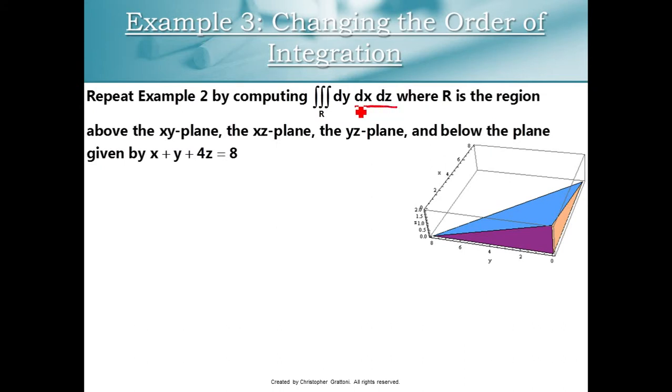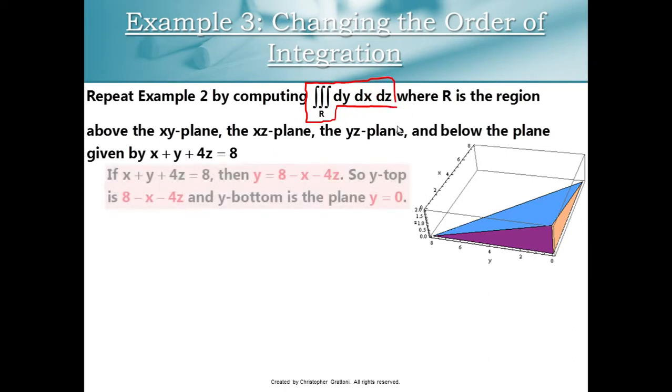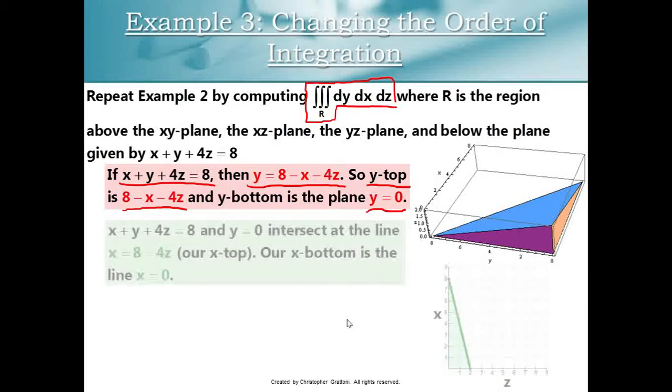However, you guys know how this is going to go. On the quiz and on the U of I midterm, they might ask you to change around the order of integration, and they might specify, hey, we want you to do this triple integral, dy first, then dx, then dz. It's just a little bit of algebra, though. It's nothing too crazy. So it's the same sort of setup. You take your x plus y plus 4z equals 8, and all you do now is solve y equals 8 minus x minus 4z. And you have a y top surface, 8 minus x minus 4z, and a y bottom surface, y equals 0. So your innermost integral is all set.